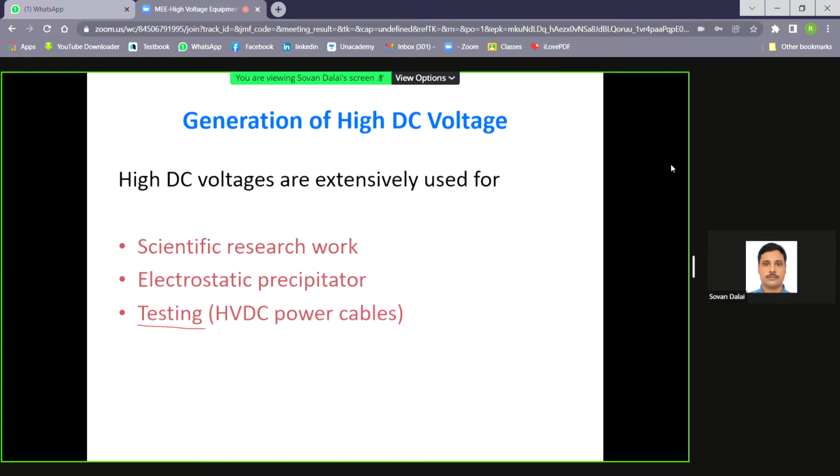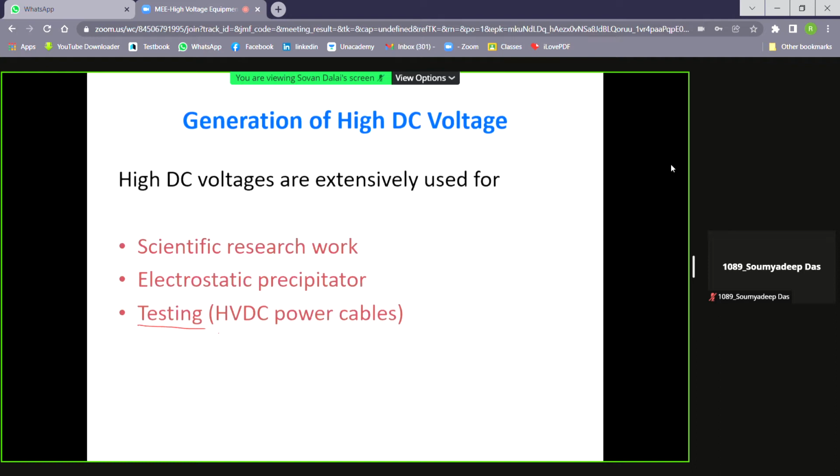Generally, high voltage transmission lines are made for, say, 1000 kV, 750 kV, 1200 kV, but in most cases high voltage power cable design is restricted. Maximum you can see is up to 132 kilovolt. So the major reason is the capacitance. That capacitance is basically drawing a very large amount of charging current.